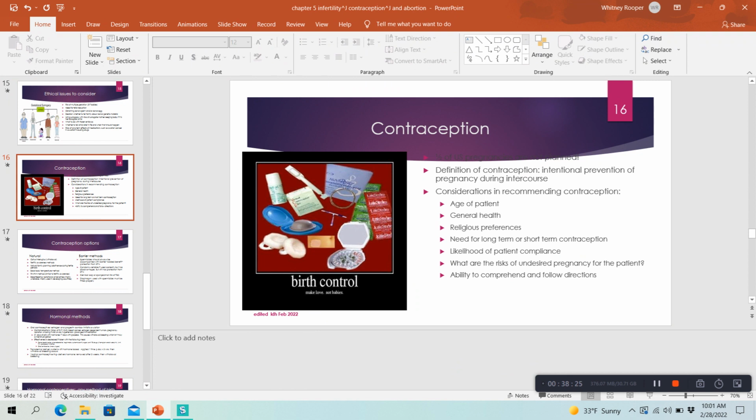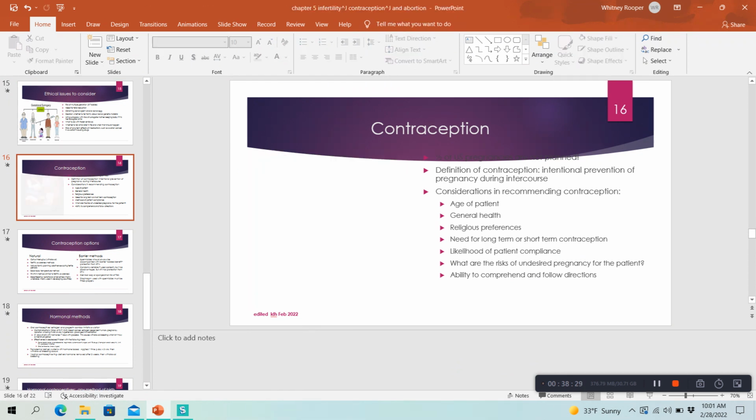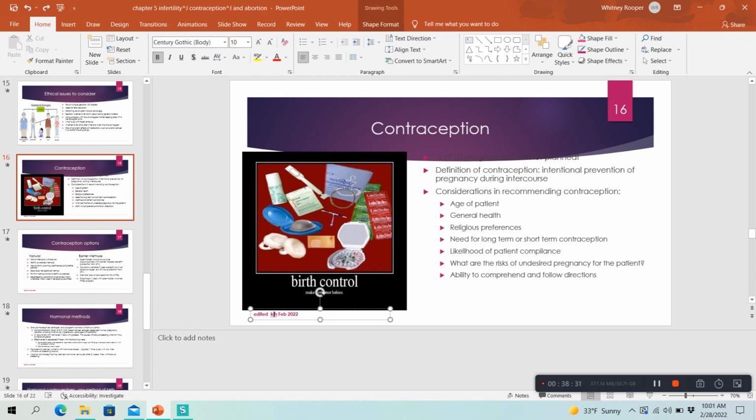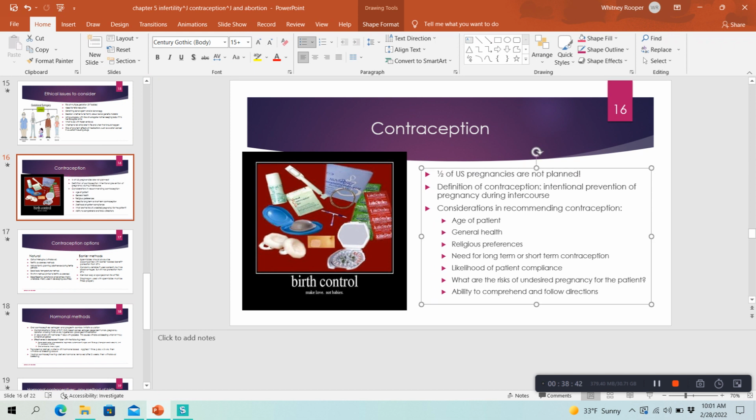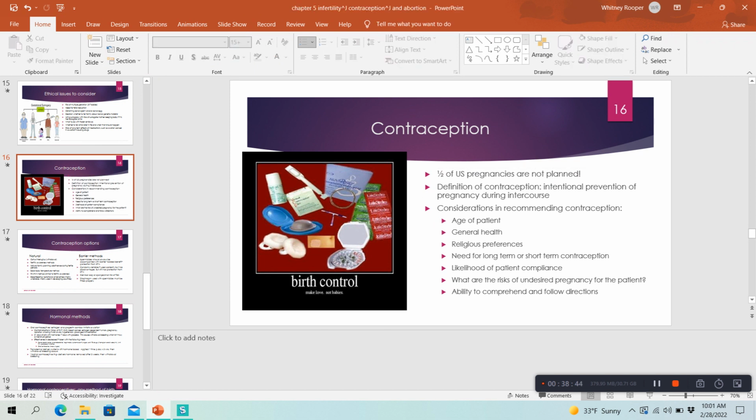All right, contraception. Definition: intentional prevention of pregnancy during intercourse. So you are either preparing ahead or during intercourse using a method to intentionally prevent pregnancy from occurring. So for contraceptives there's a wide variety available. There's actually 4 classes of contraceptives. And what we're going to suggest to a patient is going to be really based on their situation.